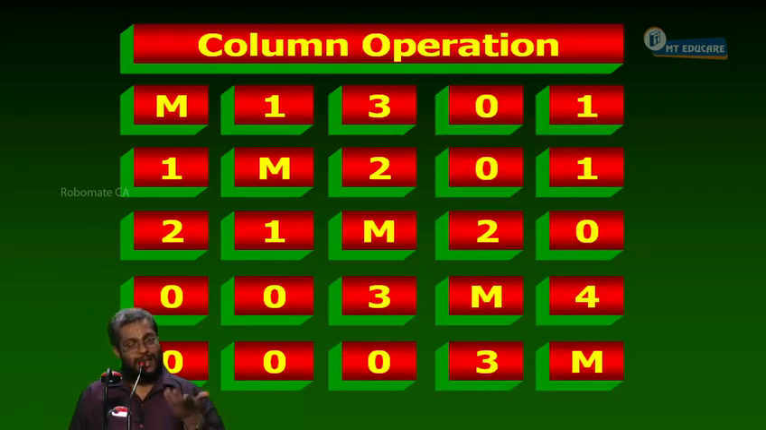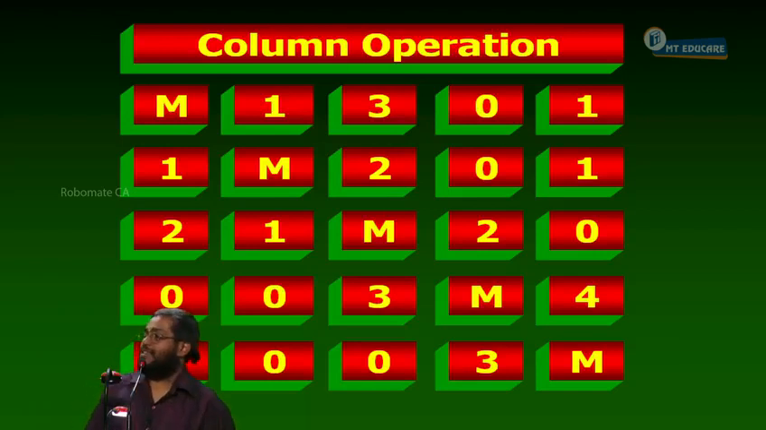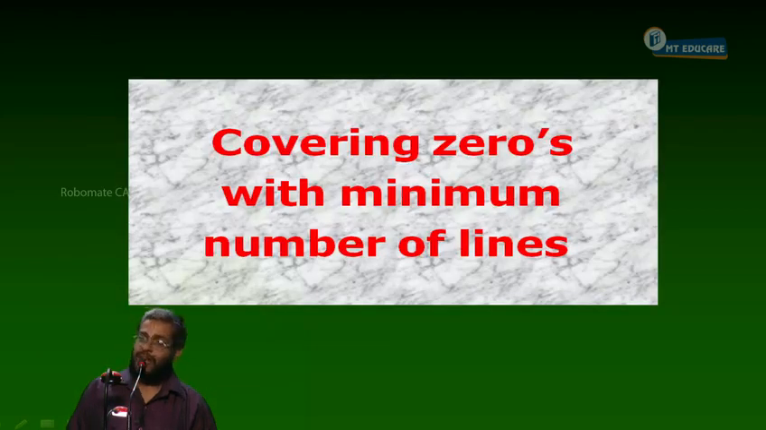Others, what are you doing? Say something so that I'll be convinced that you're all awake. Yes or no? Next. Step 2 or step 3? Step 3. Covering zeros with minimum number of lines.